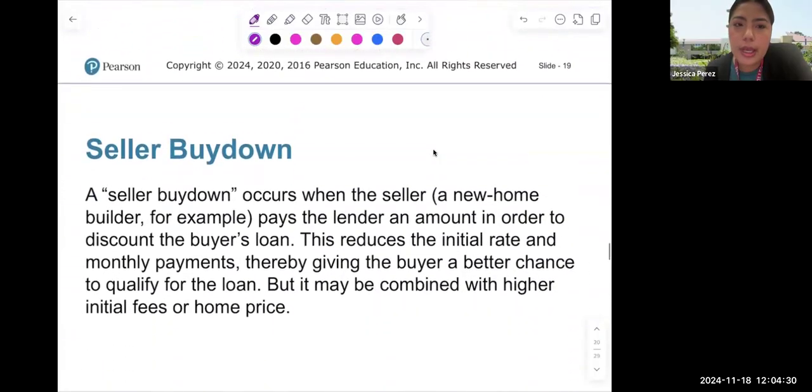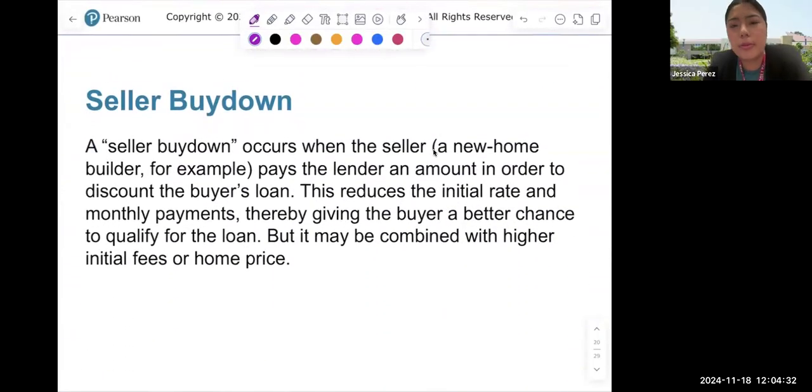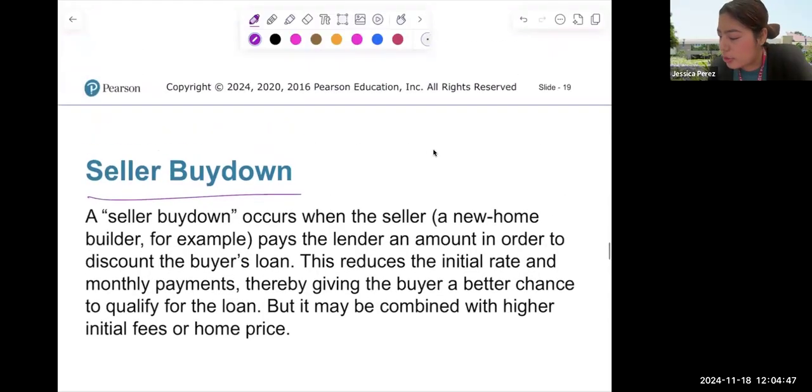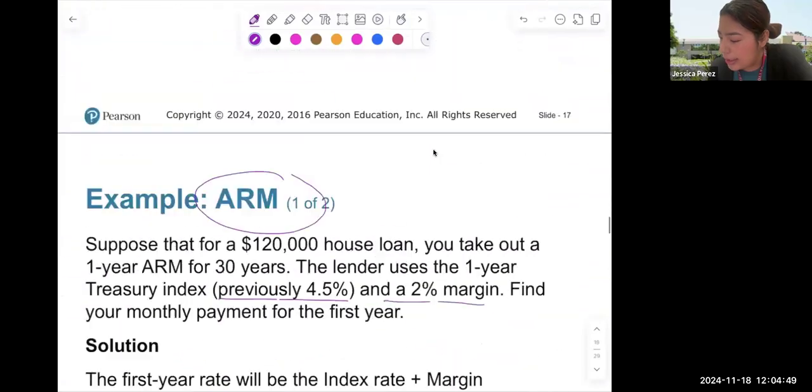Okay. Now the seller buy down. A seller buy down occurs when the seller or a new home builder, for example, pays the lender an amount in order to discount the buyer's loan. This reduces the initial rate. So this is the seller buy down. So that one is if we were doing the discount.